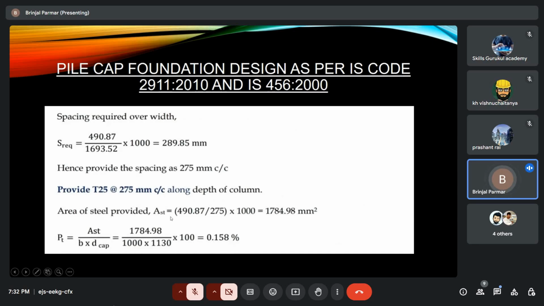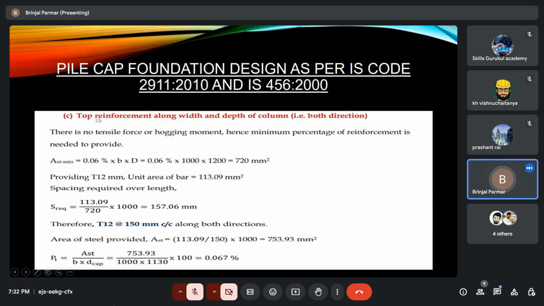Area of steel provided Ast is 490.87 divided by 275 into 1000. So we get Ast. For finding percentage, there is a formula Ast is equal to B into D cap. So we get pt 0.158%.